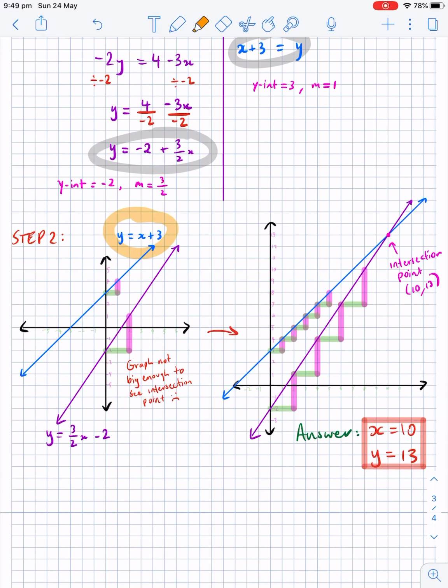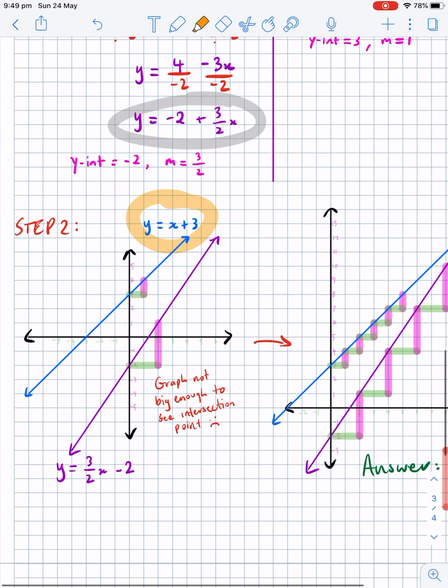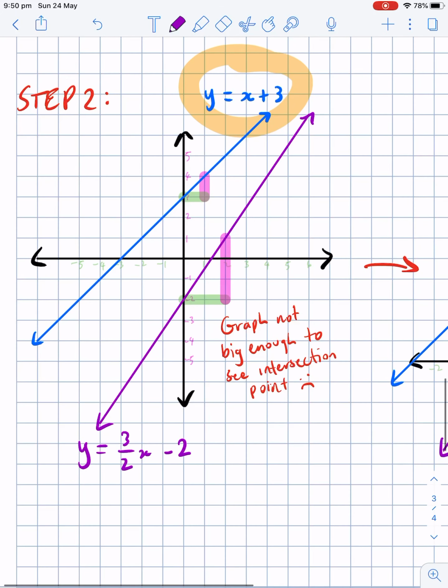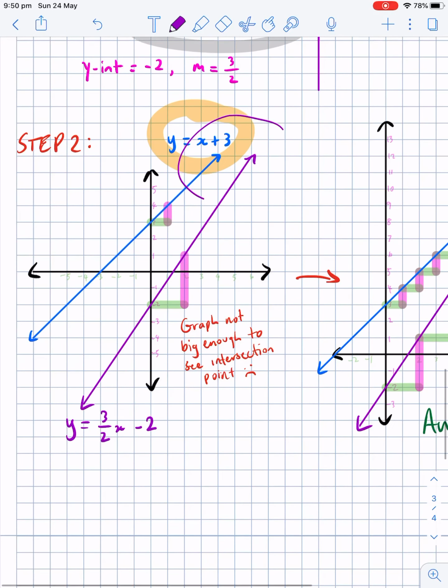We've got y equals x plus 3, and this one here as well. When I graph these on a small number plane like this, you can see this is a gradient of 1, so that's a rise and run of 1 each. And this one down here has a rise and run of 3 and 2. There's my rise of 3 and my run of 2. I've graphed both of them, but they haven't intersected each other. There's no point of intersection, so the graph isn't big enough to show it.